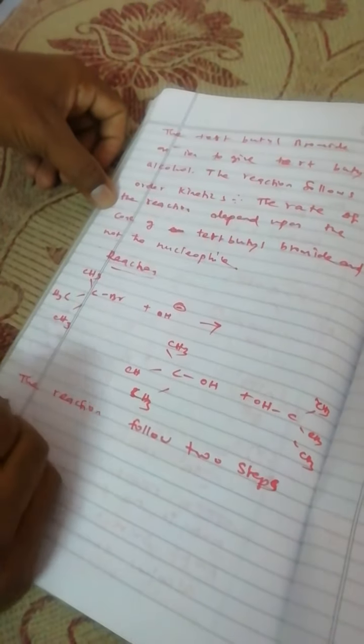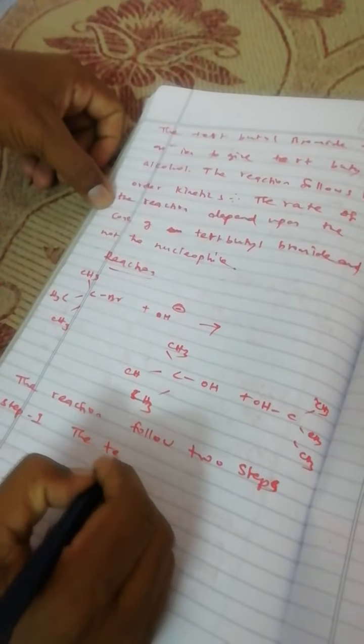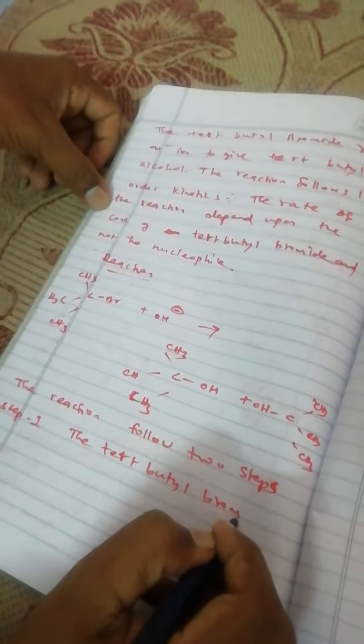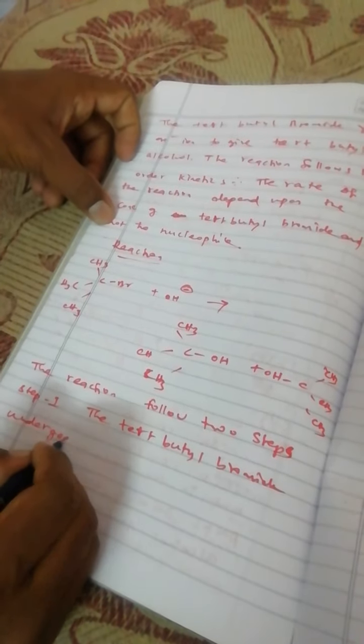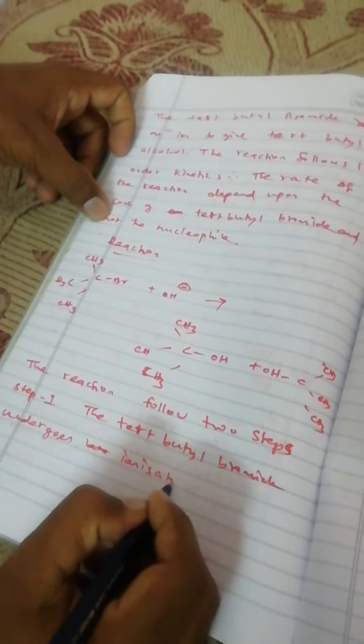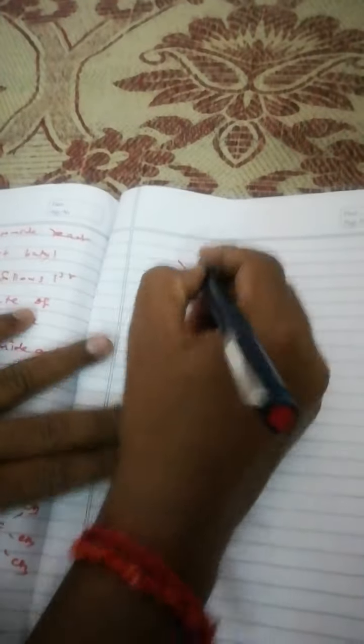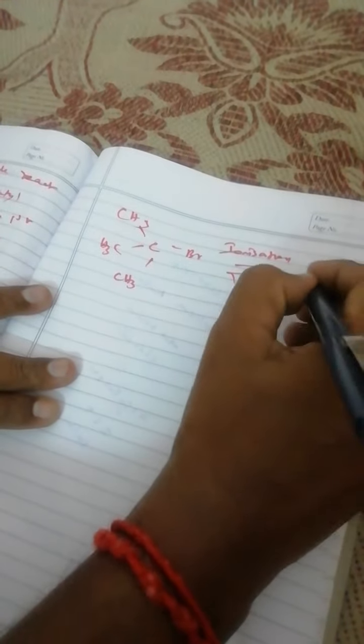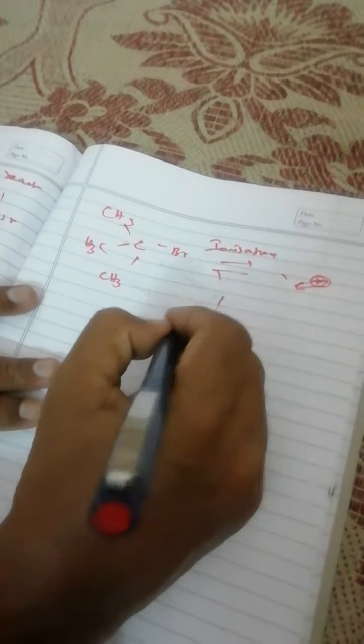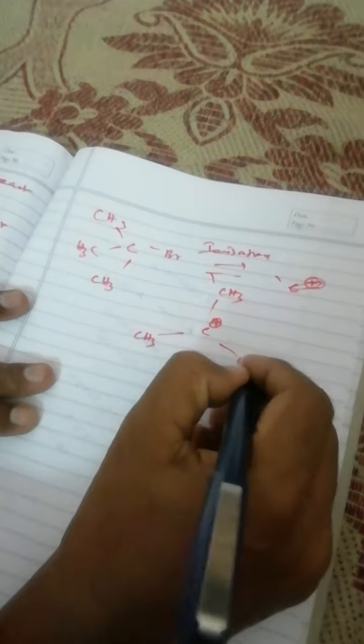Step 1. The tertiary butyl bromide undergoes ionization to give tertiary butyl carbocation and bromide ion.